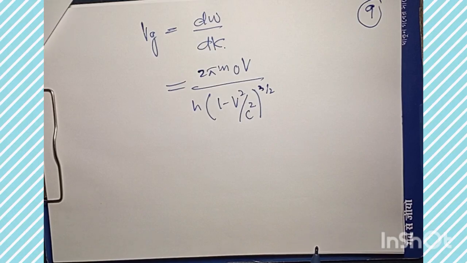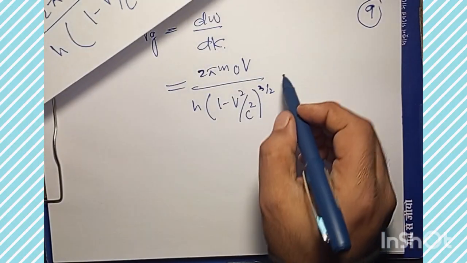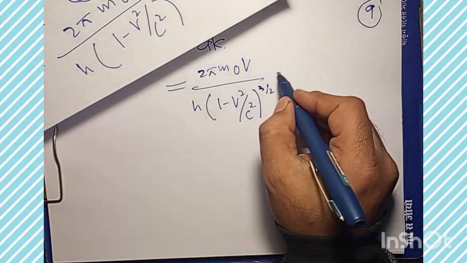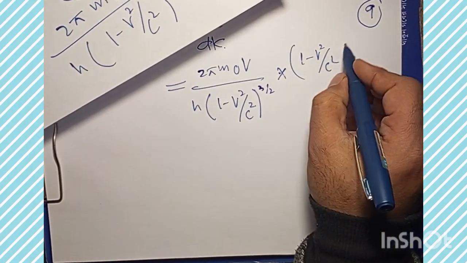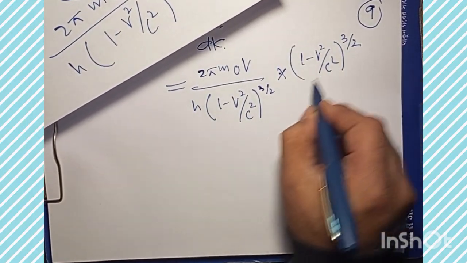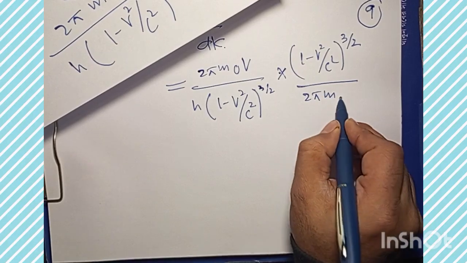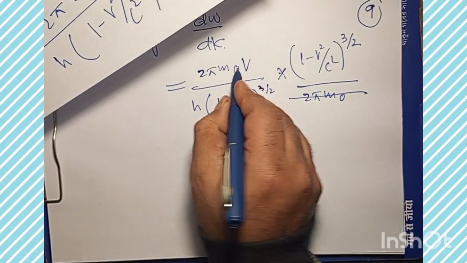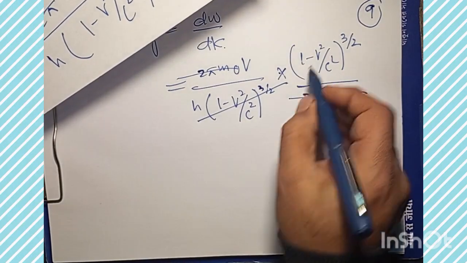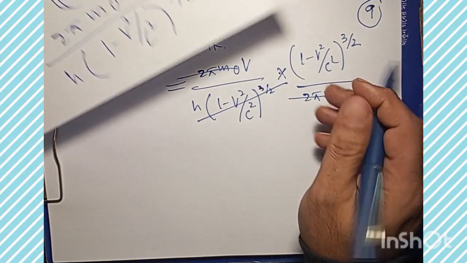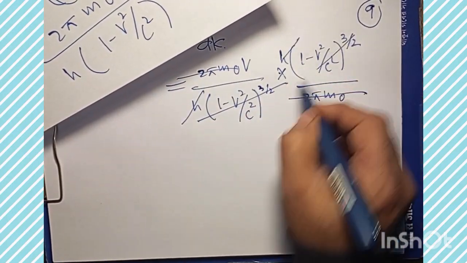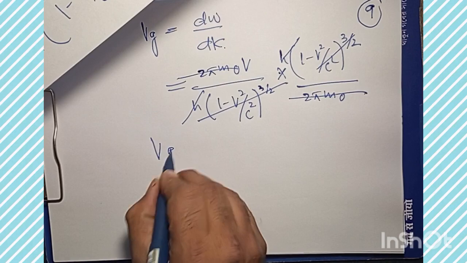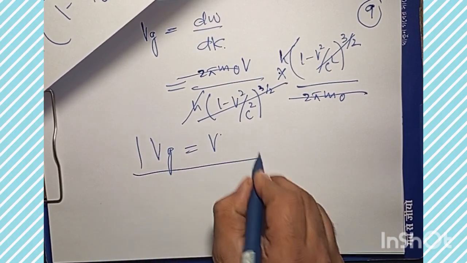So divide by dk. Here for dk we will take the reciprocal. So this will be (1 minus v square by c square) whole raised to the power 3 by 2 divided by 2 pi m naught. So this 2 pi m naught will go, this whole thing will go. The h must be here, this h and h will go. So this Vg will come out to be v.